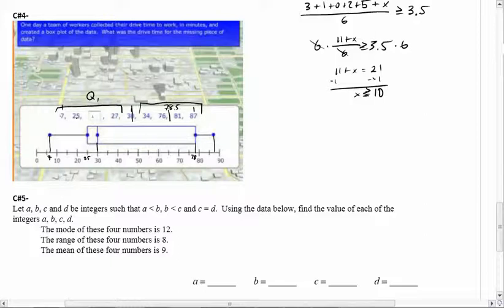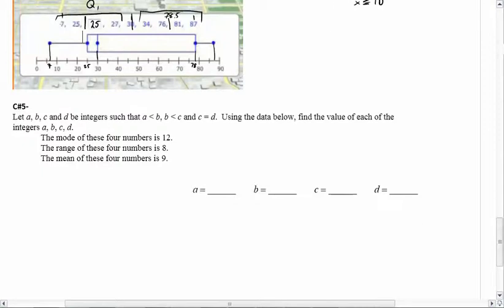What does this need to be so that my quartile 1 is 25? Well, it needs to be 25 because it's the number right in the middle. And so if it's 25, that means that this has to be 25 right there. So we use that knowledge to figure out what that number had to be.